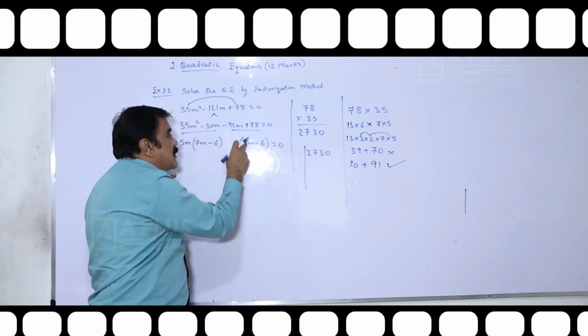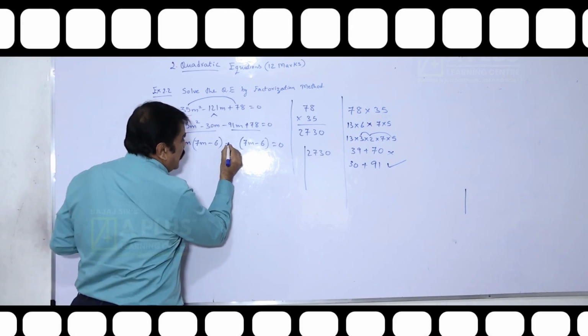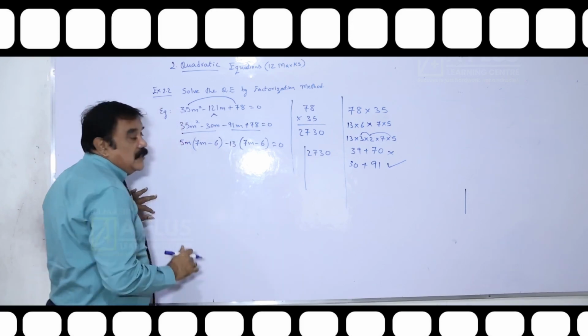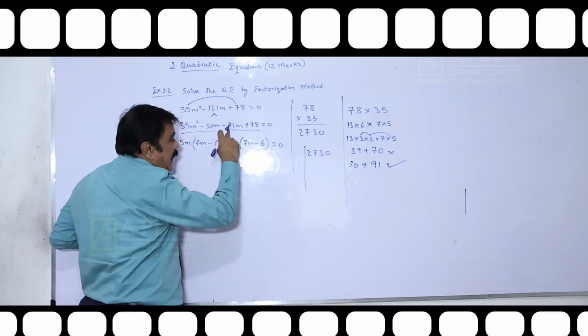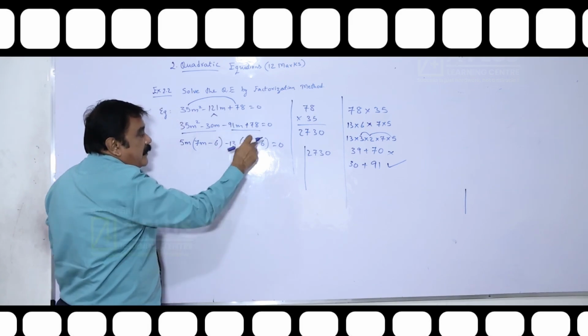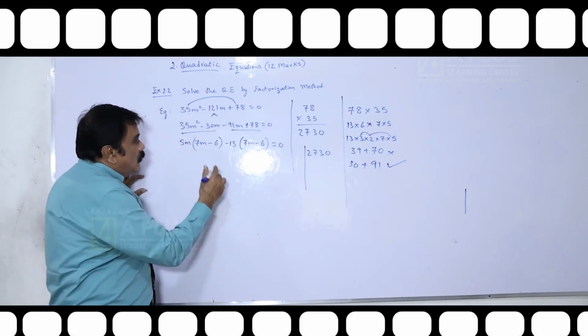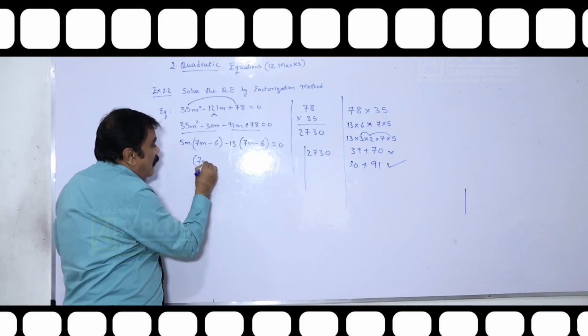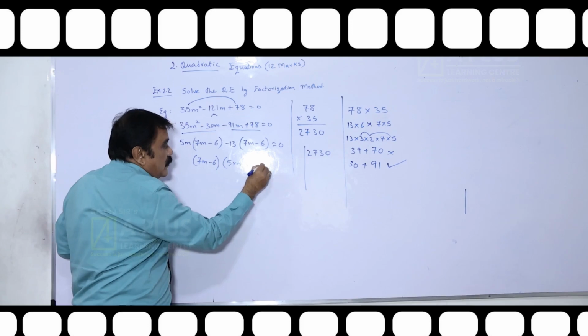Now you see 7 into how much is 91? 7 into 13. So I take 13 common. Now you just check also. 13 into 7 is 91. 13 sixes are 78. And minus into minus will give me plus. So this is how you solve. 7m minus 6 and 5m minus 13. That is what I will get.